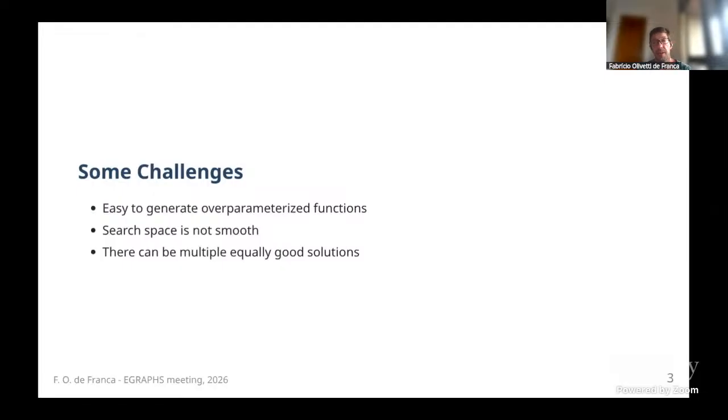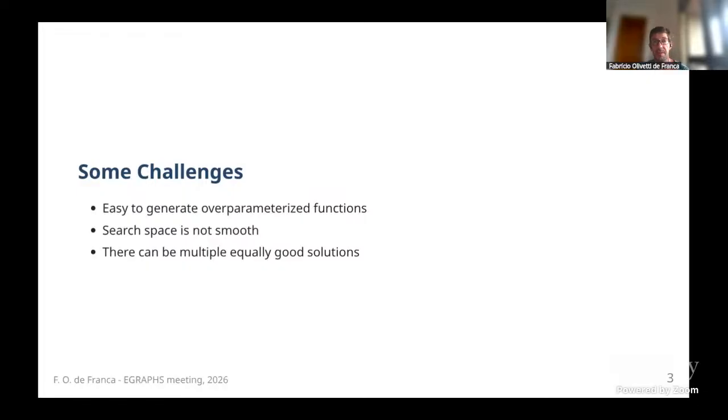But of course, it's a very challenging problem because, since we often search by proposing functions at random, it's very easy to generate over-parameterized functions. So functions that have so much flexibility that they can fit any data or almost any data. And we want the function to be as simple as possible and as strict as possible, just to model the phenomena that we are interested in.